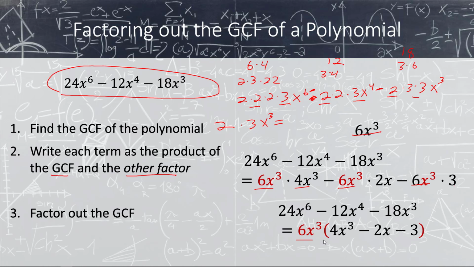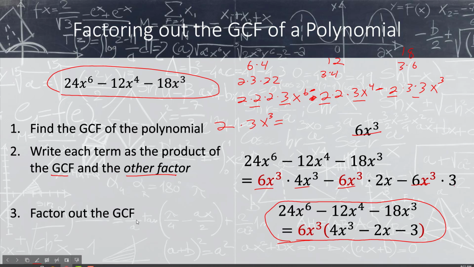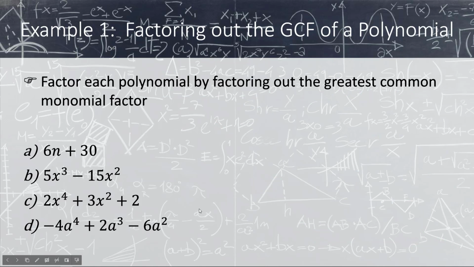And of course, if we use the distributive property, we would recover the original expression. And this is what we call factoring. It is like the reverse of the distributive property, or doing it backwards. So here are some examples, and these are the exact same examples that we worked before.